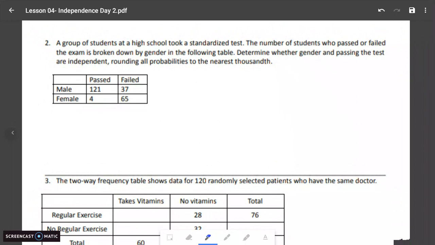So in number 2, a group of students at a high school took a standardized test. The number of students who passed or failed the exam is broken down by gender in the following table. Determine whether gender and passing the test are independent, rounding all probabilities to the nearest thousandth.